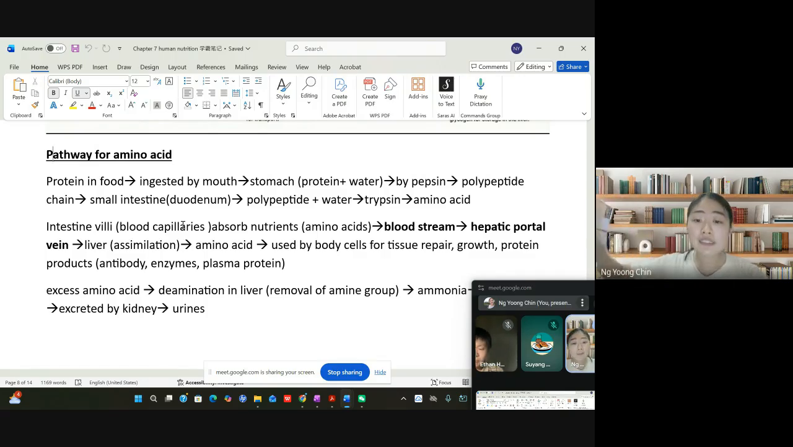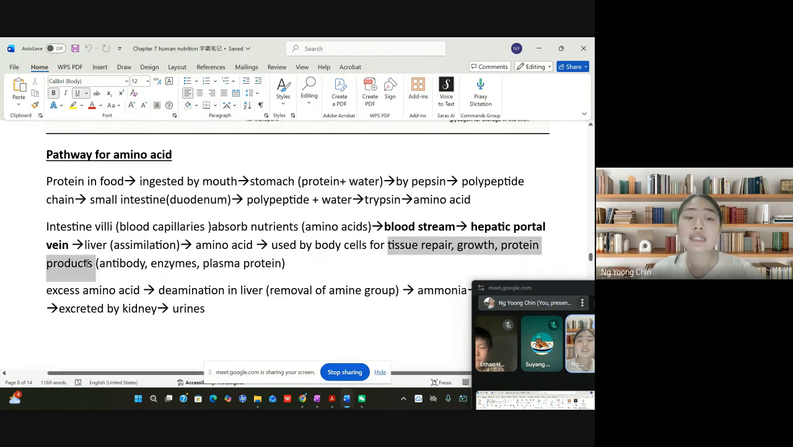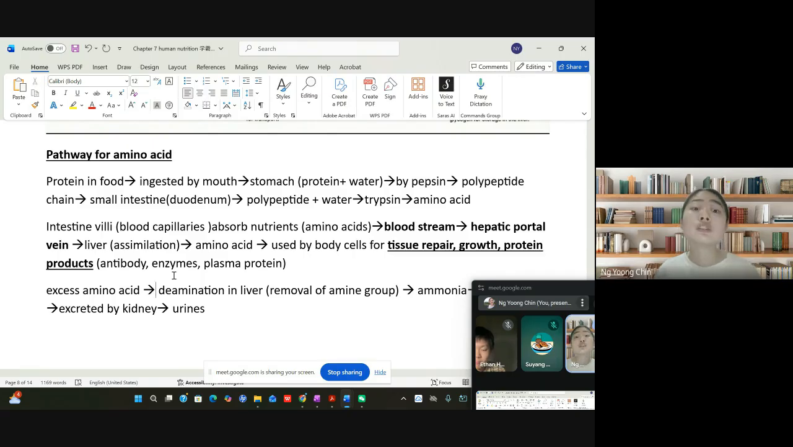The amino acids can be taken up by any other kind of body cell. That's why your body cells can take up the amino acids to use them for tissue repair, growth, or to produce any kind of protein products. So this is usage. Protein is just for tissue repair and growth. It will not be used to produce energy. That's not the role of proteins. Their main role is to repair your tissue, allow growth, and produce any kind of protein products.